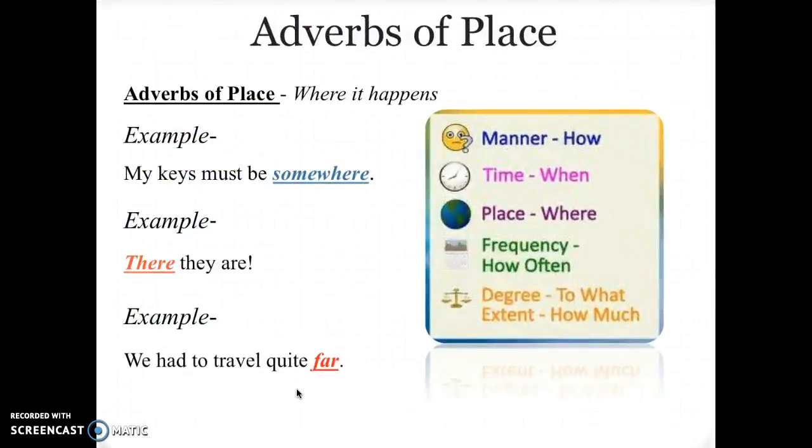The second type of adverb is adverbs of place. This type shows where it happens. For example, my keys must be somewhere. Here, somewhere is the adverb. Another example is, there they are. There they are, or even here they are, adverbs. We had to travel quite far is another example, in which far is considered the adverb.